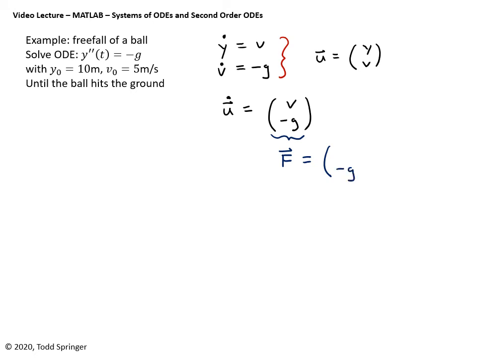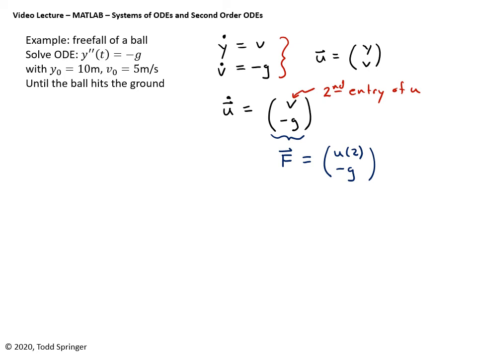Now the tricky part, remember, is that I need to write v in terms of u. So v here is the second entry of u. What I will write in here is the second entry of u, u of 2. And then minus g is a constant, so I can just put it there. This is how I'm going to define my function f in Matlab.